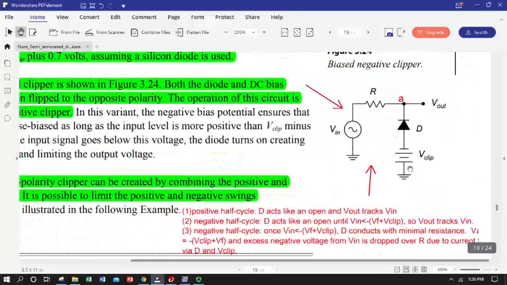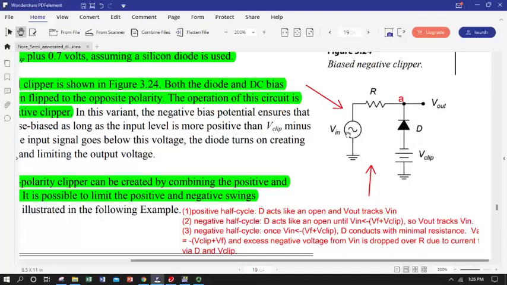We can do the same thing with an opposite oriented diode and reversing the battery terminal here. So in this case we go from ground to some negative voltage between the diode and the DC source, and now at this point, to get current on the negative cycle of our input to flow to the output, VA has to be less than the combo of V clip and the forward bias voltage of the diode.